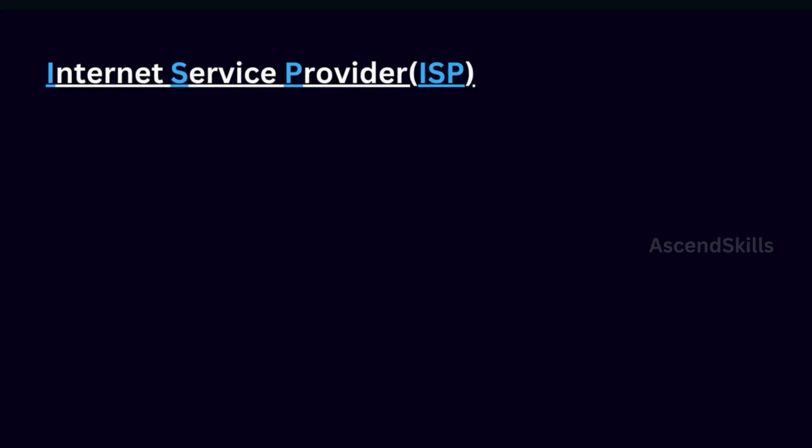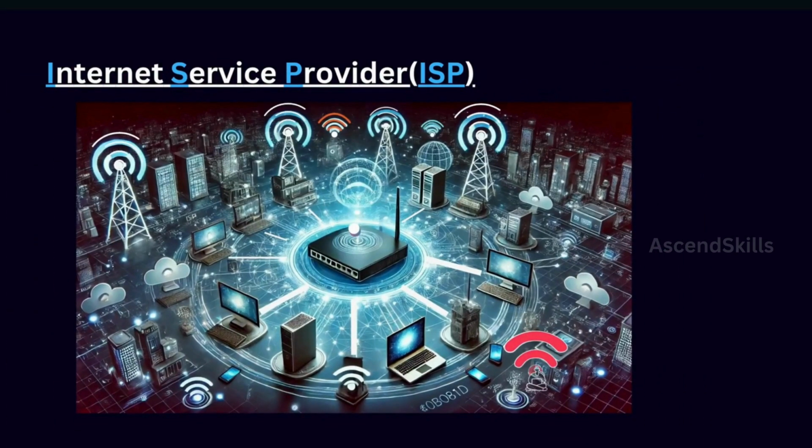Ever wondered how you get access to the internet? Well, you connect to something called an ISP, your Internet Service Provider. An ISP, or Internet Service Provider, is the company that gives you access to the internet. Think of them as a bridge that connects your home network to the larger internet.